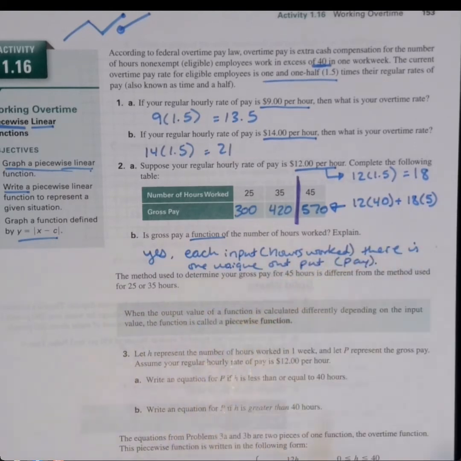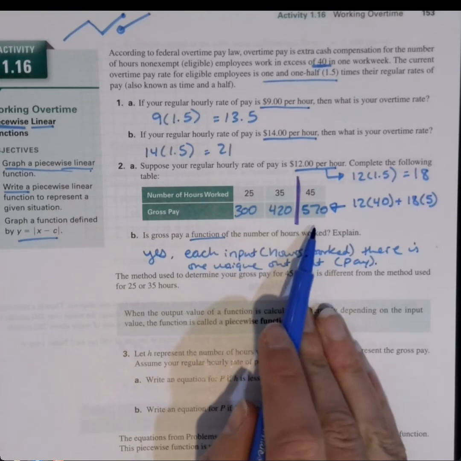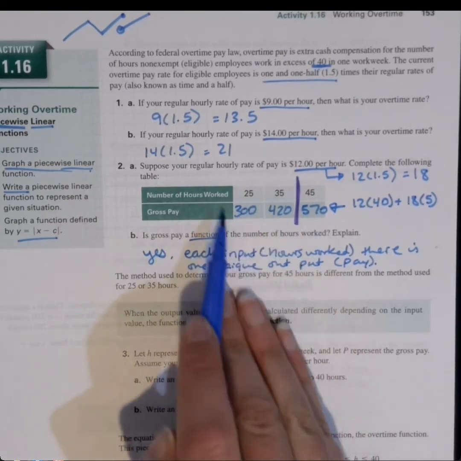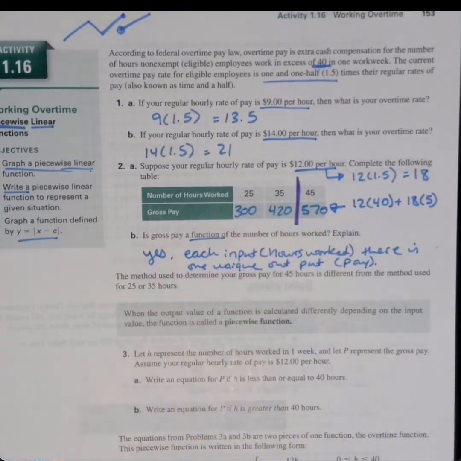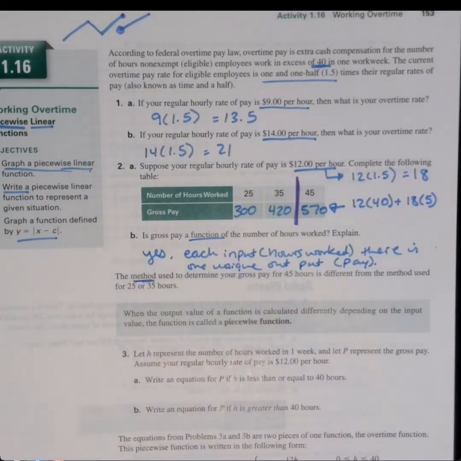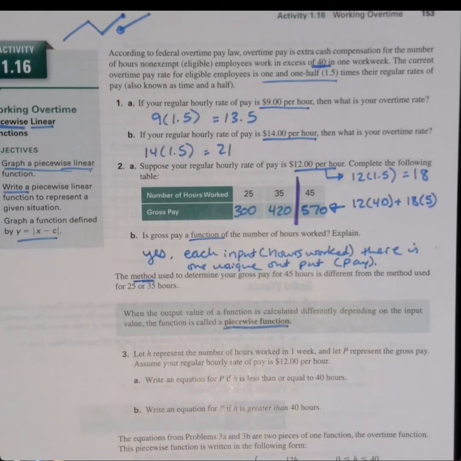And it's true. Now, it's not computed the same way, depending on whether I'm working a regular shift or working overtime, but there is still one procedure. I know how to compute it for under 40 hours, and I know how to compute it for over 40 hours. So again, the method is different. The method used to compute the pay is different, but it is a function because there is a method depending on what the input is. And that's going to be our first example of a piecewise function. I have to compute the pay differently depending on the input.